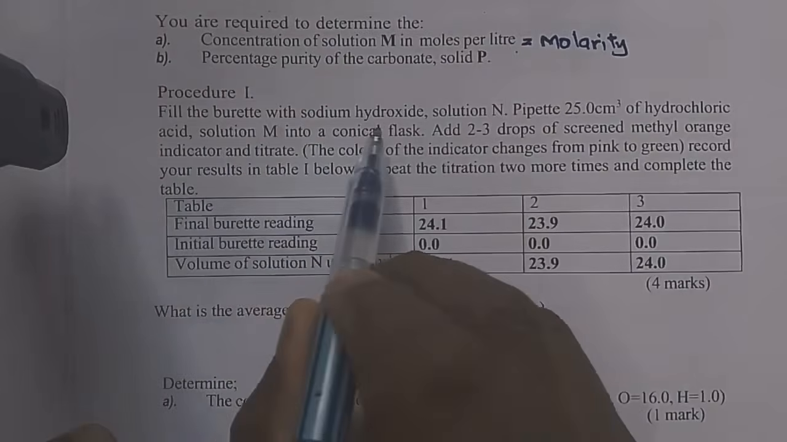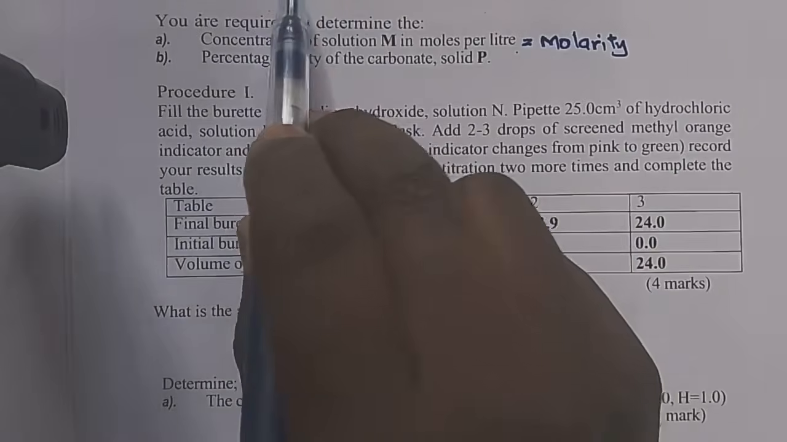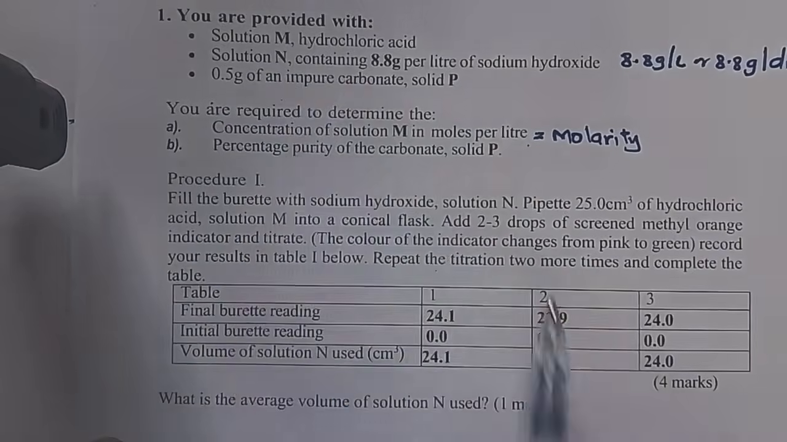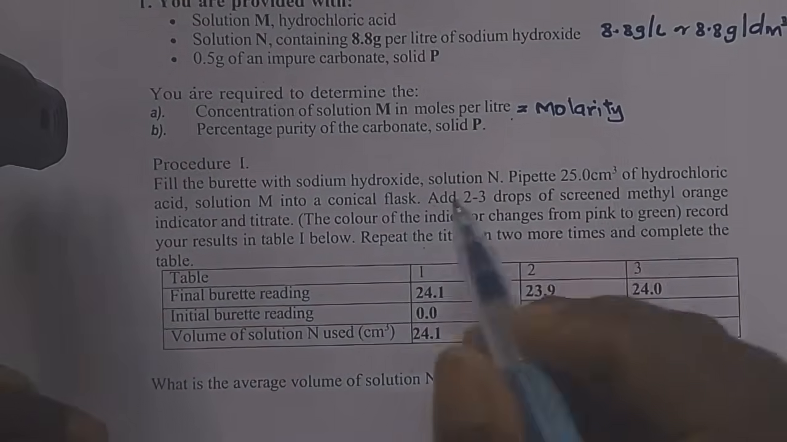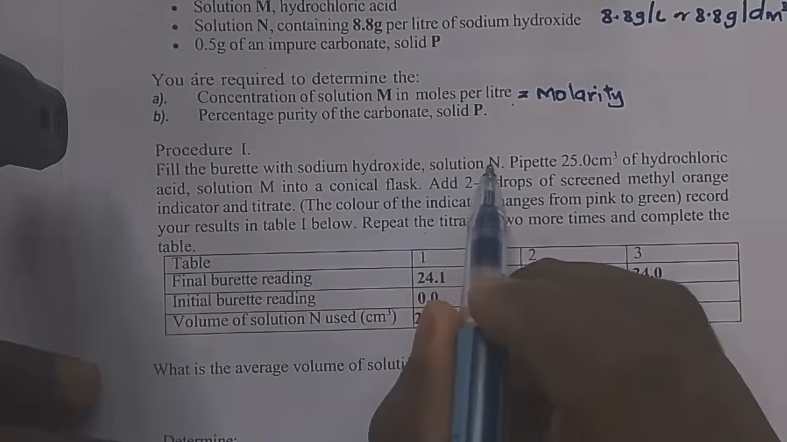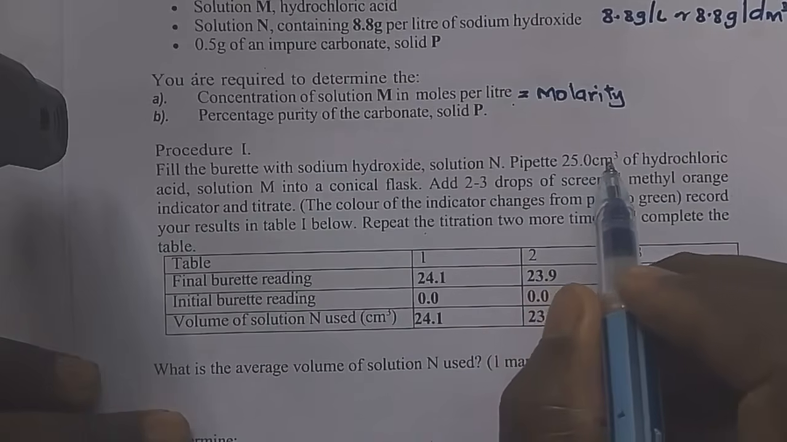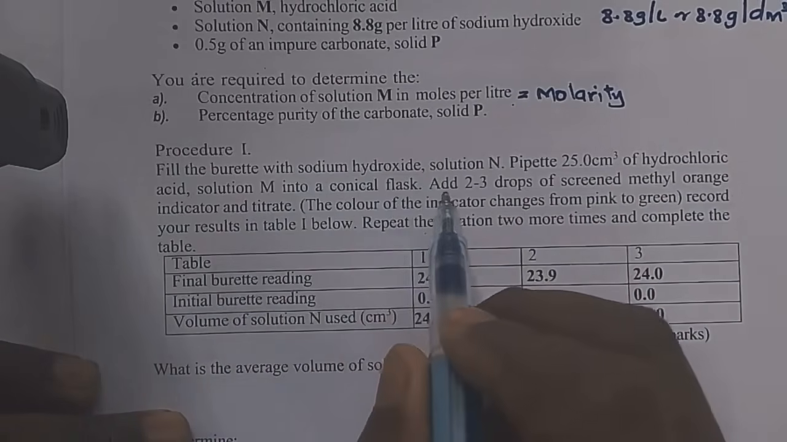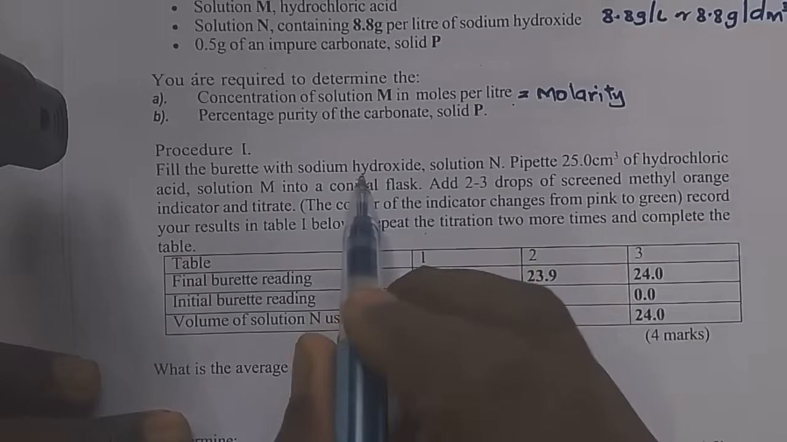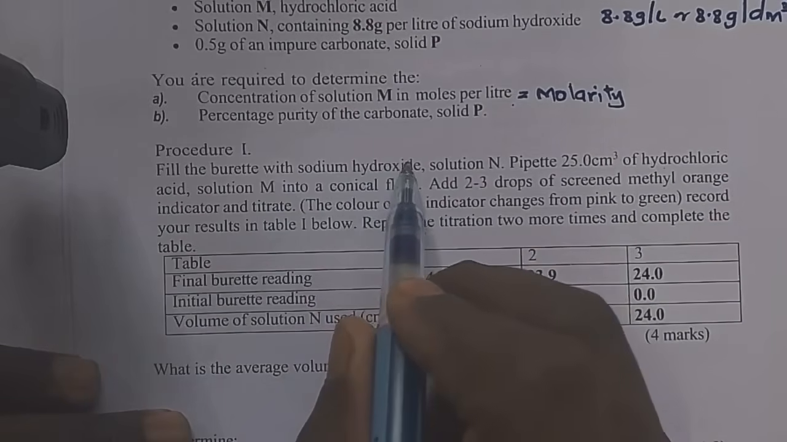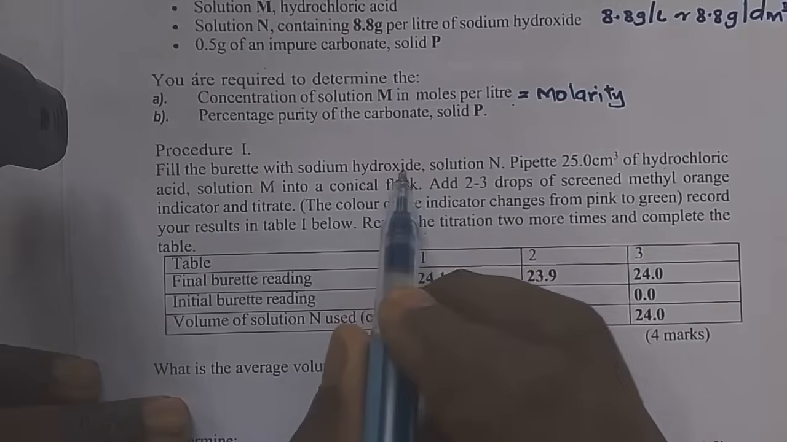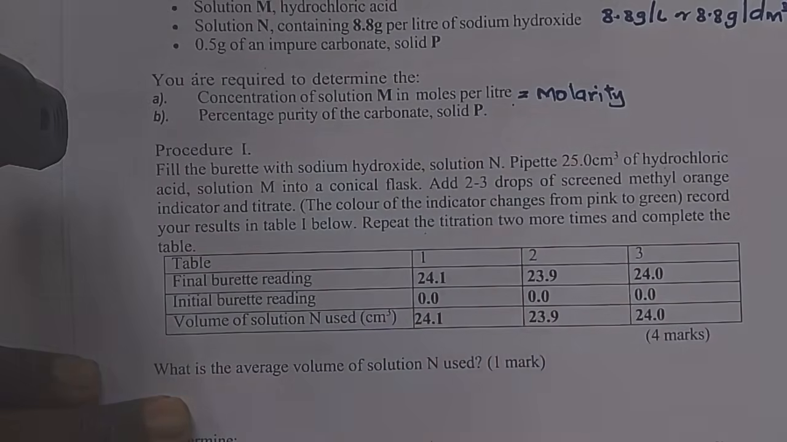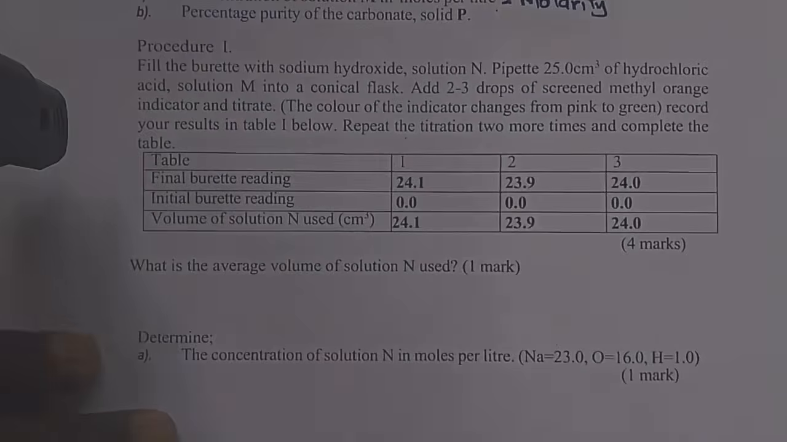Fill the burette with sodium hydroxide solution N. So we know solution N is sodium hydroxide. Pipette 25 centimeters cube of hydrochloric acid solution into a conical flask. So it is HCl that is going to react with sodium hydroxide. You should know the reaction. Sodium hydroxide plus HCl, what does it give you? What is the mole ratio? That is very important.